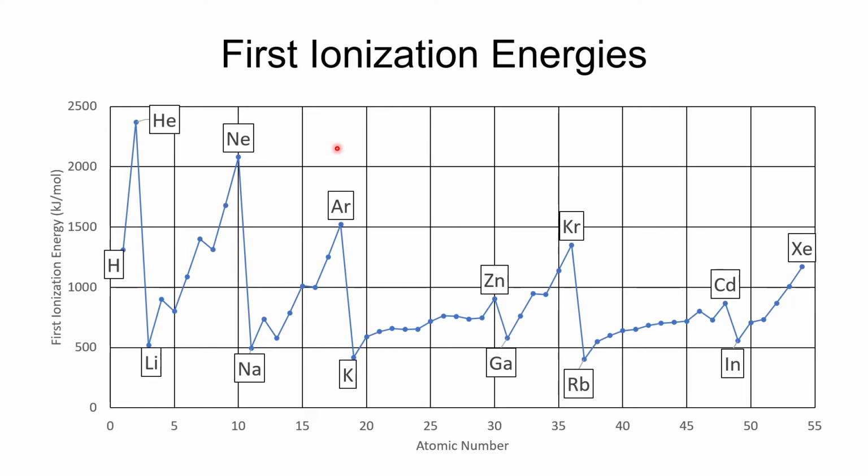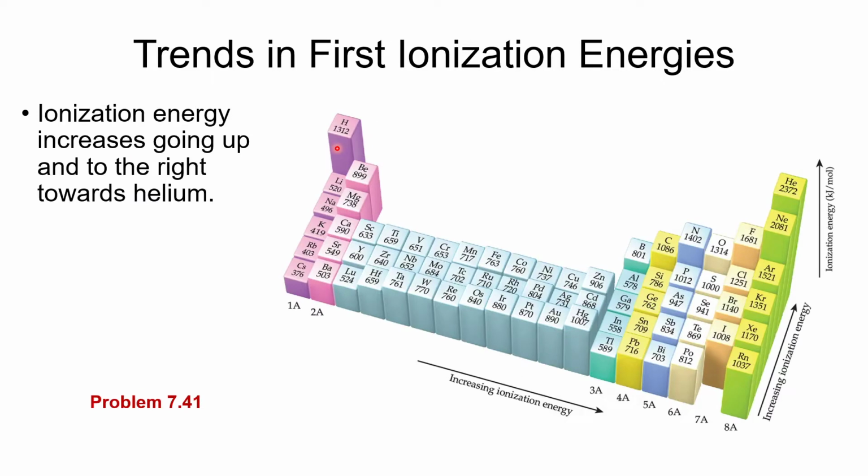So now I'm going to show you a periodic table that's got the values on it. And with this, we'll look at the trend. And again, the general trend is that ionization energies increase as you go up and to the right towards helium. Okay, so given that, let's look at number 41 on the in-class assignment.